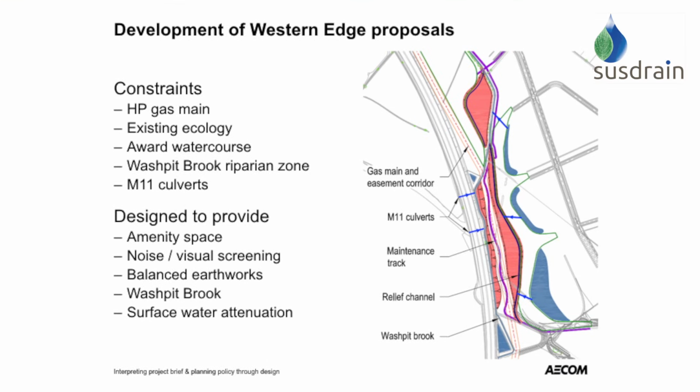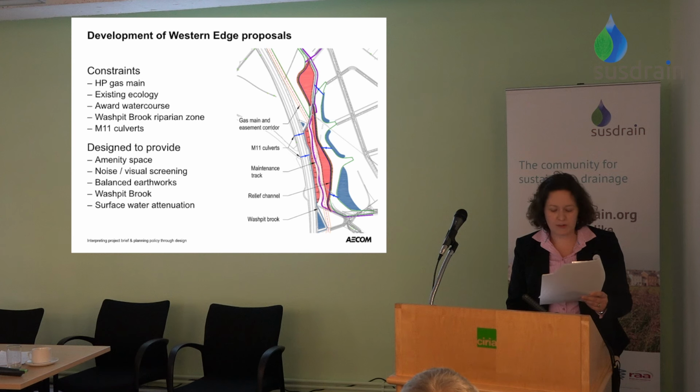Various constraints informed the development of the western edge proposals. We had a gas main and easement running through the site. We had existing ecology that we needed to protect, which prevented levels from being changed. The Washpit Brook is an award watercourse, and we could not relocate it without affecting its legal status. We needed to retain a maintenance zone along the full length of the watercourse. We had to contain floodwater within the site and could not surcharge under the culverts under the M11. In order to respond to the Area Action Plan and the client's brief, we needed to reduce flood risk downstream and create an amenity space.